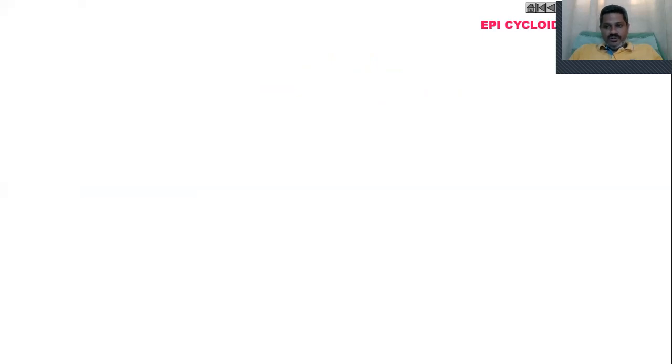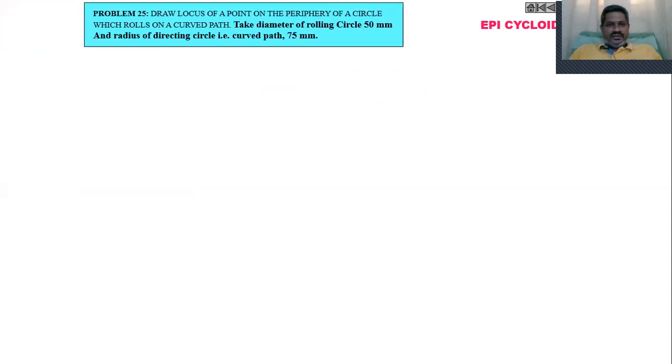Let me read out the problem while going through the procedure to draw epicycloid. Draw a locus of a point on the periphery of the circle which rolls on a curved path. Take the diameter of the rolling circle as 50 mm and the radius of the directing circle, that is the curved path, as 75 mm.